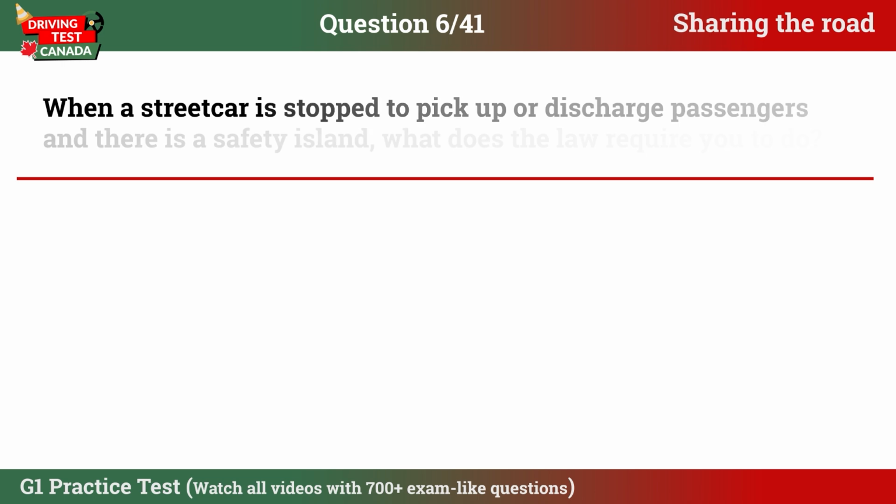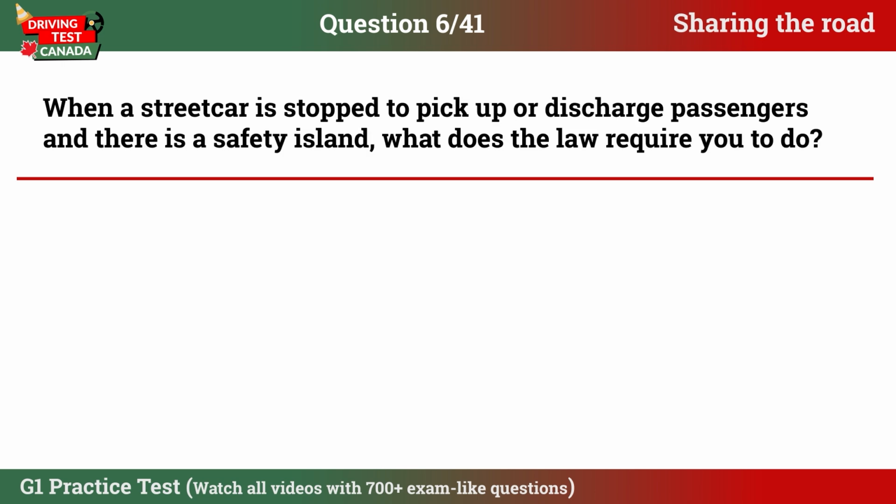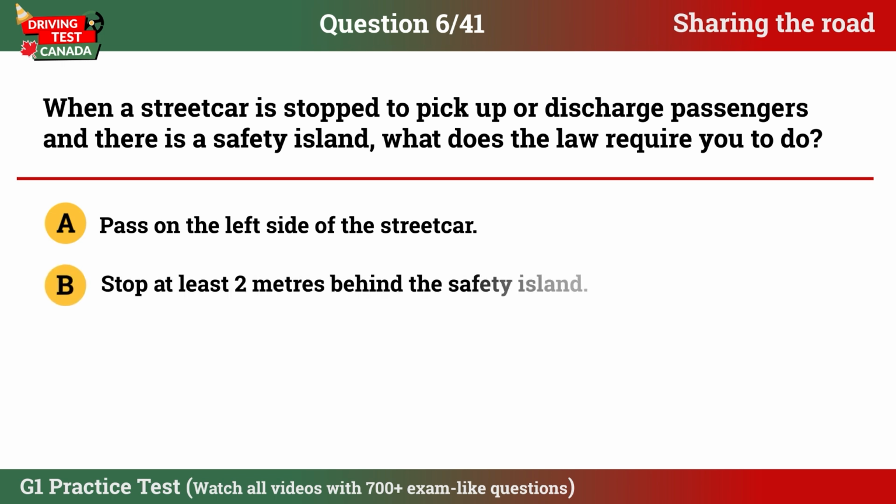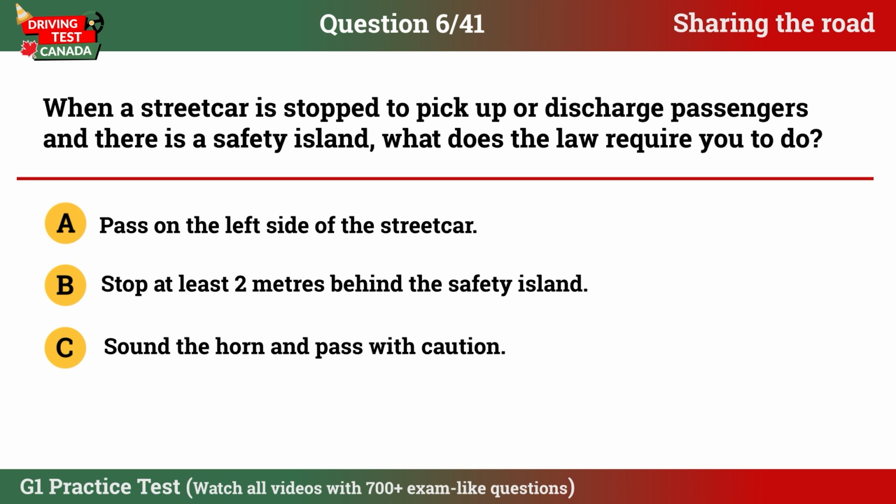Question 6. When a streetcar is stopped to pick up or discharge passengers and there is a safety island, what does the law require you to do? A. Pass on the left side of the streetcar. B. Stop at least 2 meters behind the safety island. C. Sound the horn and pass with caution. D. Pass with caution.